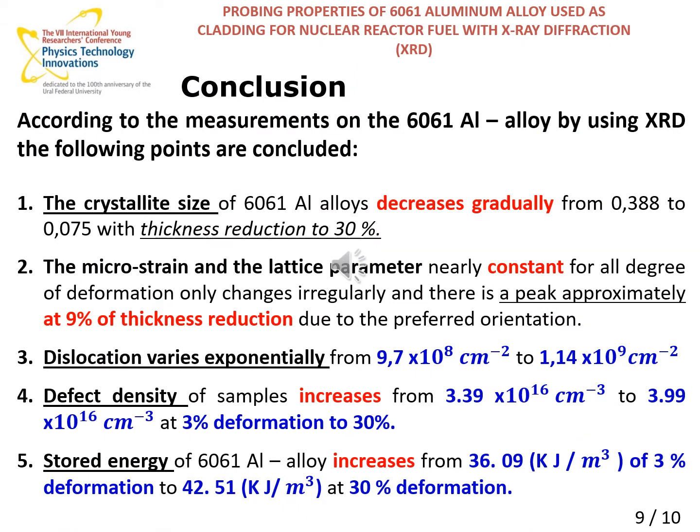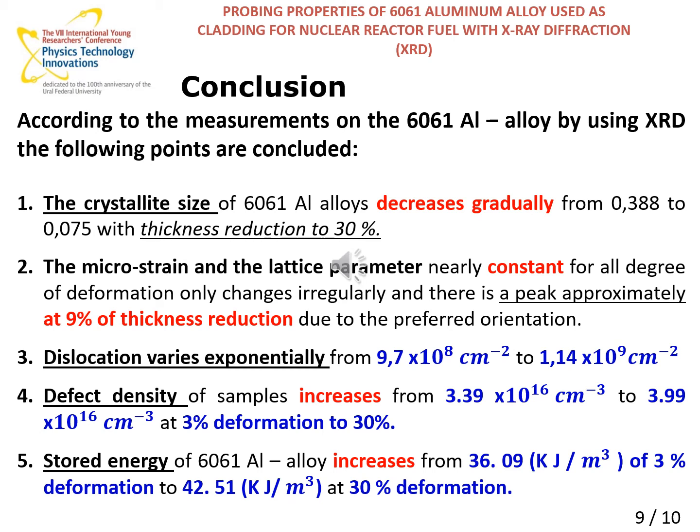Conclusion. According to the measurements of aluminum alloy 6061 using XRD, we can conclude that the crystal size of 6061 aluminum alloys decreases gradually from 0.388 to 0.075 with thickness reduction from 3% to 30%. Second, the microstrain and lattice parameter are nearly constant for all degrees of deformation, only changing irregularly, and there is a small peak at approximately 9% of thickness reduction due to preferred orientation.